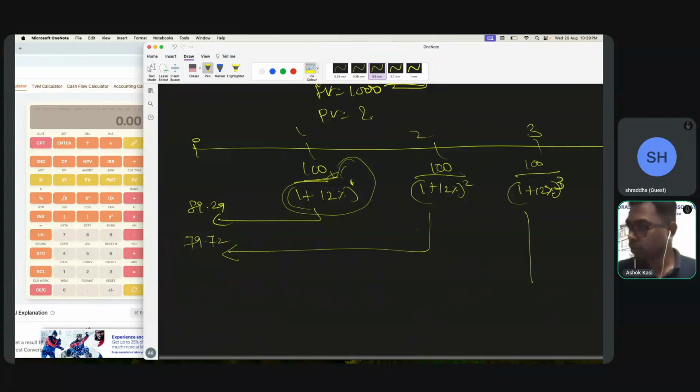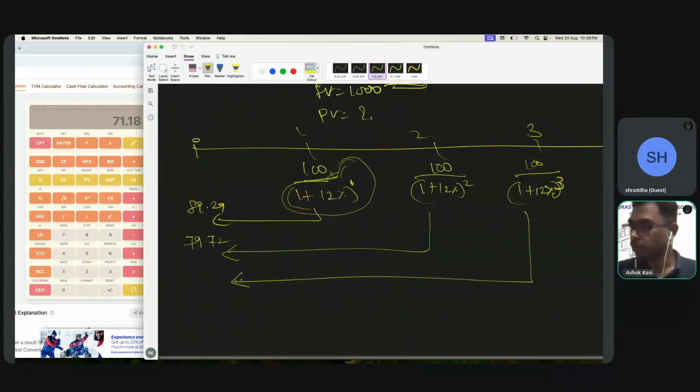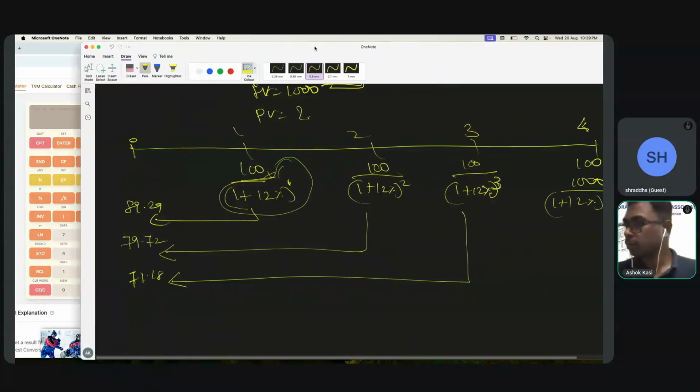Okay, then third one, 12% plus 1 equal to 1.12 raised to 3 equal to, then inverse into 100. So 71.18. I'll keep it in store 3. So store 3, 71.18.